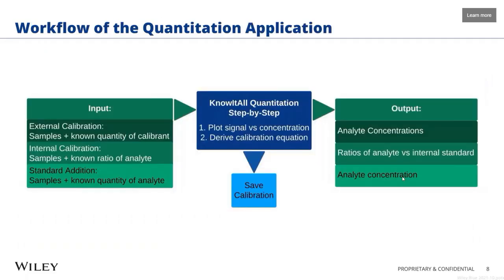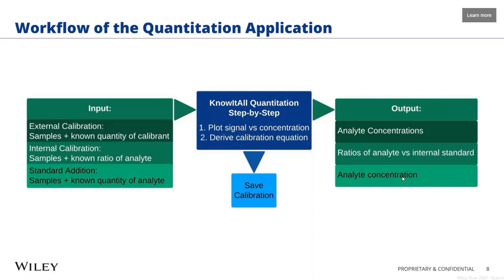So this is the workflow that a user in the software would use, going from left to right. On the left, you see the type of data that needs to be input for external calibration, internal calibration, and standard addition analysis. The blue in the middle is what's done in the software. So KnowItAll quantitation, step by step, is step 1.